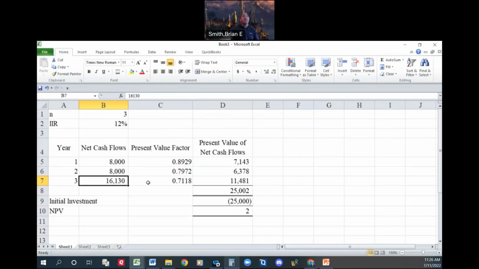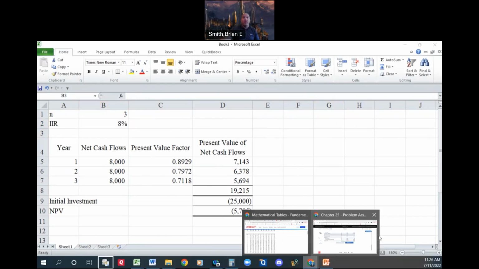Now, what happens if it is $8,000 every year? Do we have to do something like this? Well, if you set it up like this, yeah, you can just plug those in and you're good. But what happens if you change this to say 8%? Now all of a sudden you're going to have to go look up these factors again.